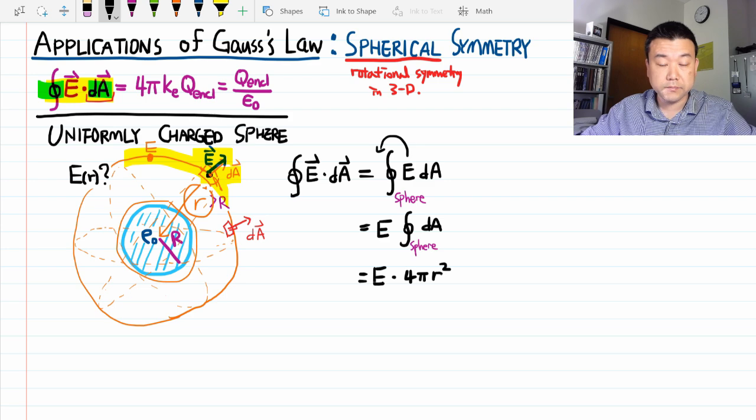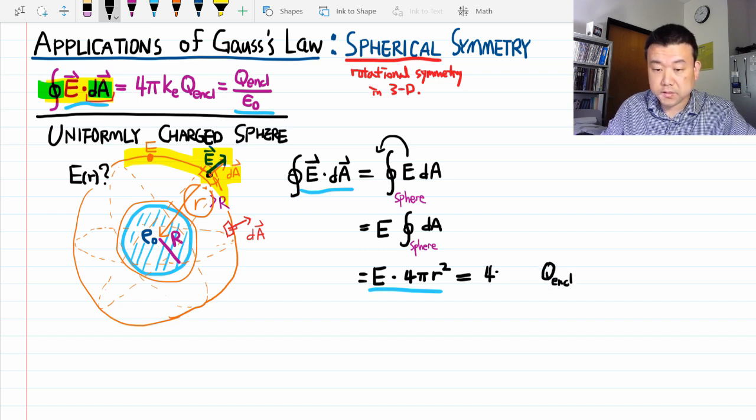Here, lowercase r, because that's the radius of the Gaussian surface we are looking at. I want you to see how quickly the left-hand side simplified into this simple algebraic formula with no actual integral at all. And what we can now say is that this left-hand side is equal to the right-hand side. So this is equal to charge enclosed multiplied by all these constants, 4 pi times Coulomb's constant. And we can solve for the electric field.